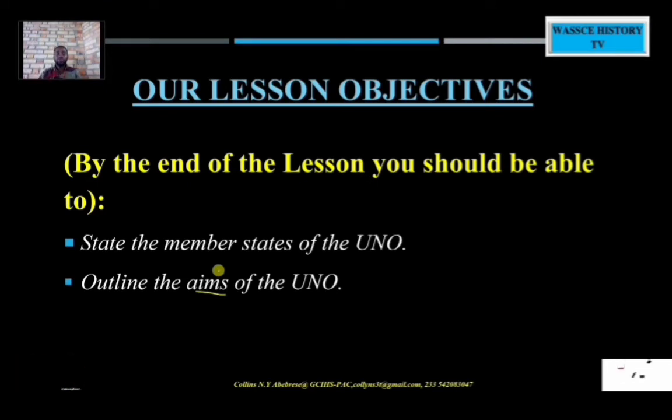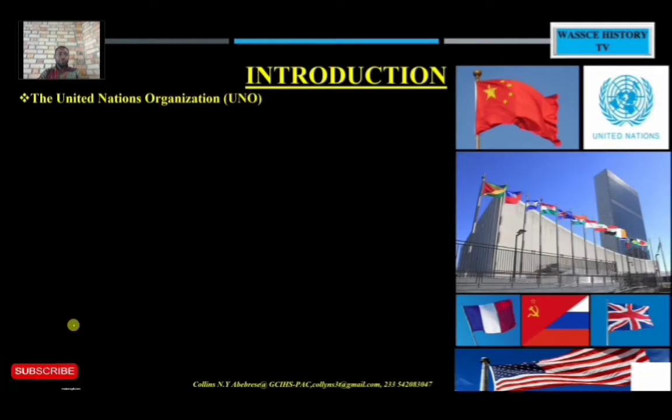And most importantly, which I did not add here, you should be able to also describe or discuss the formation of the UN. You know, how the UN came into being, what prompted the UN. So you should be able to describe the formation of the UN as well by the end of this discussion. So let's go in there and first of all look at the formation of the UN, how the UN was formed.